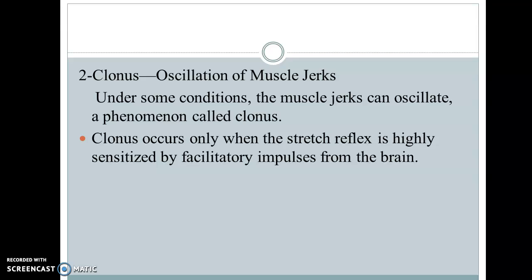There is also an abnormal thing which is known as clonus, commonly termed as oscillations of muscle jerks. You must have seen in your vicinity, in your neighborhood, or in your house, that sometimes the muscle contractions are very jerky. They are oscillating, and this phenomenon is known as clonus. Why does clonus occur? Whenever the facilitatory impulses from the brain are tremendous, the contraction will continue as an oscillation, and the muscle will show a vibratory or oscillatory movement of that particular part.